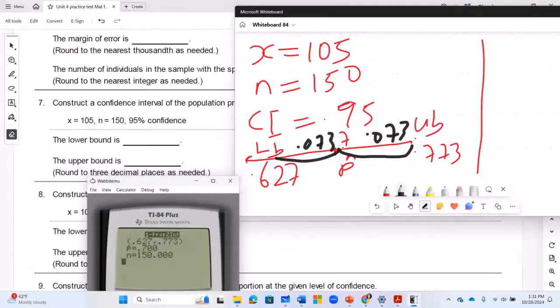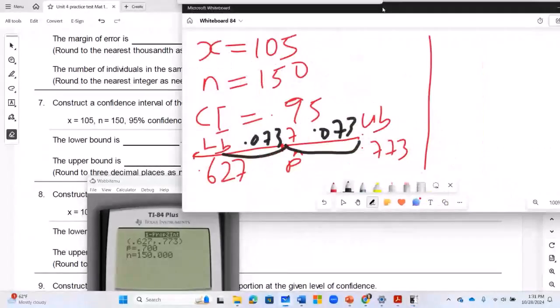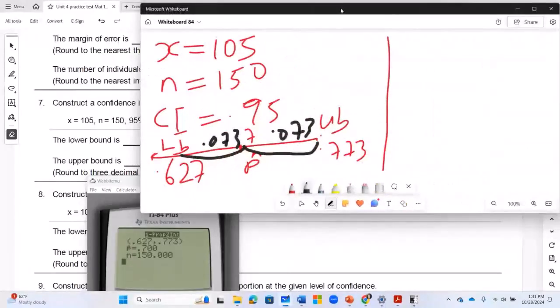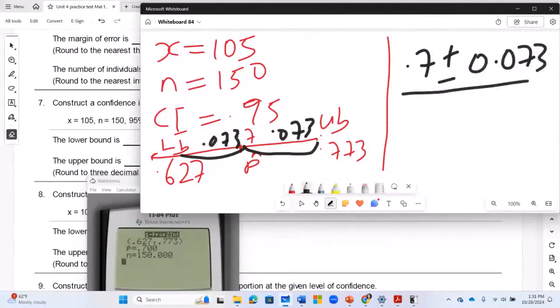is the distance between the point estimate, the sample proportion, and the lower bound. I can actually say that I am 95% confident that the point estimate is 0.7 plus or minus the margin of error. And so that margin of error is 0.073. And this is a way to calculate it.